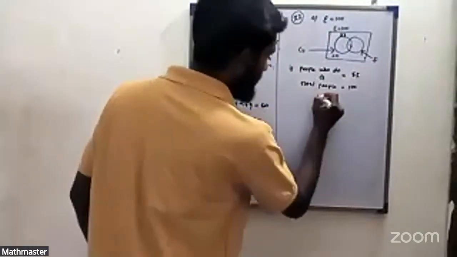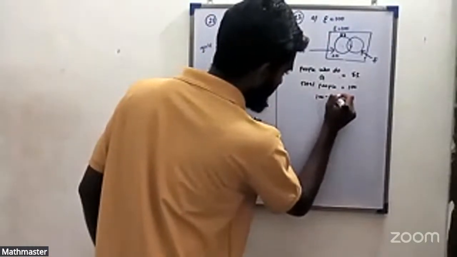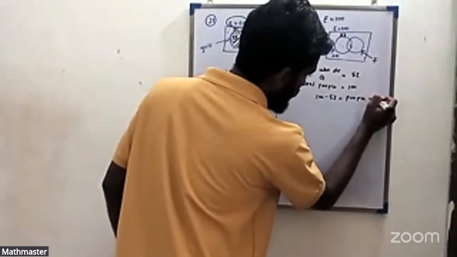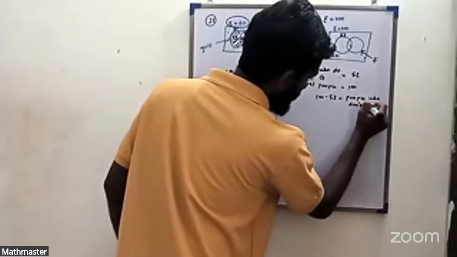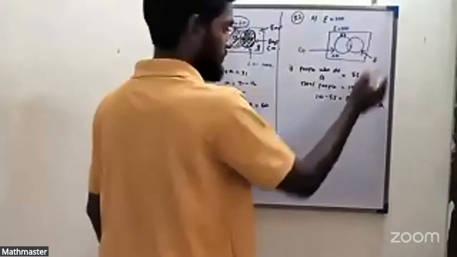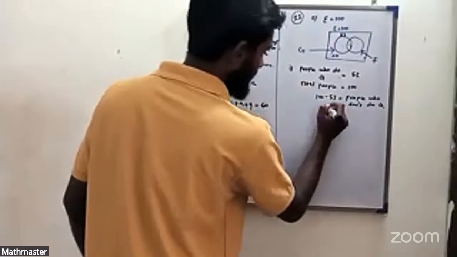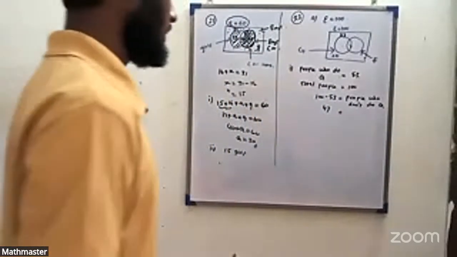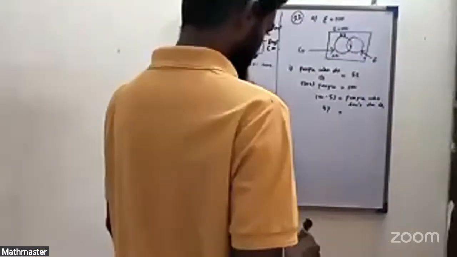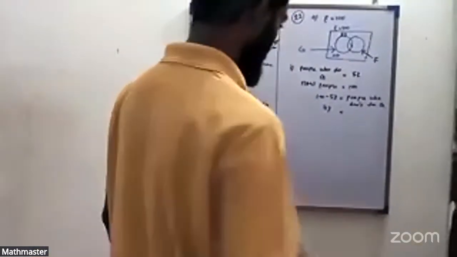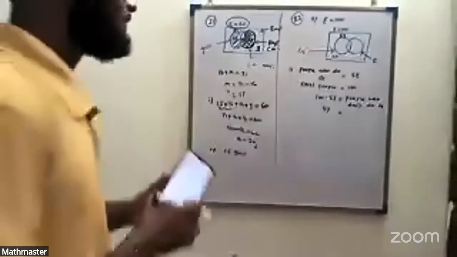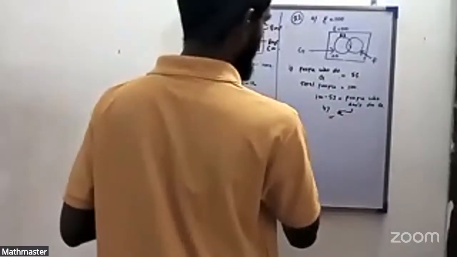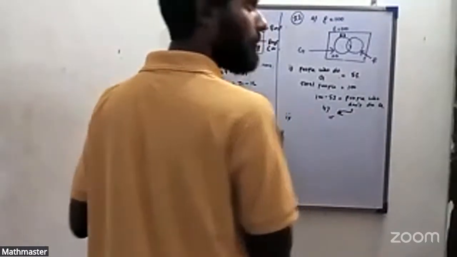100 minus 53. That is the people who don't do government jobs. 100 minus 53 is 47. 47, right? Yes. So 47 people don't do government jobs. That is the answer for the first Roman number.